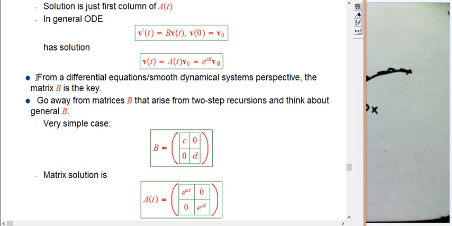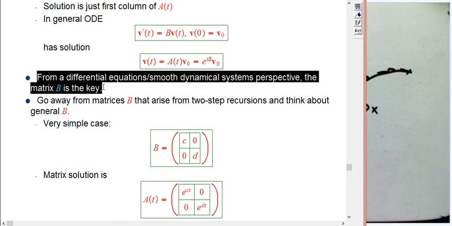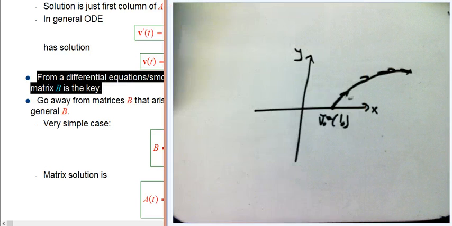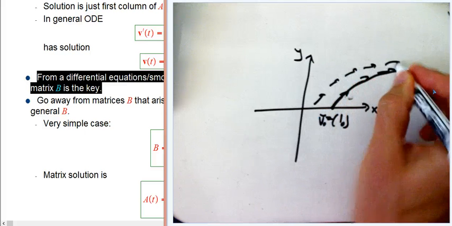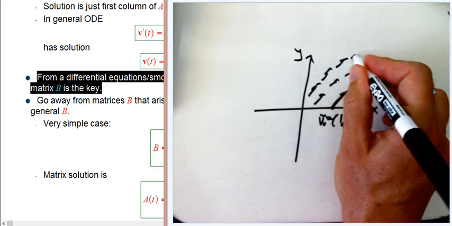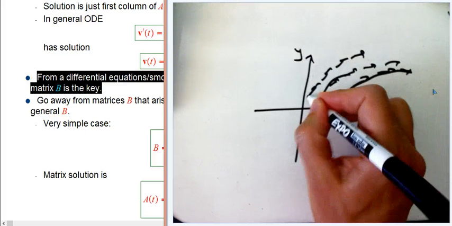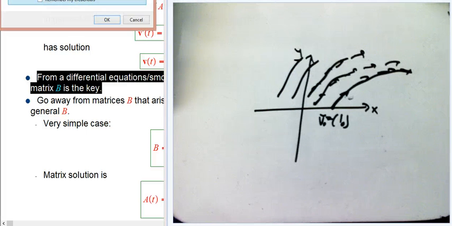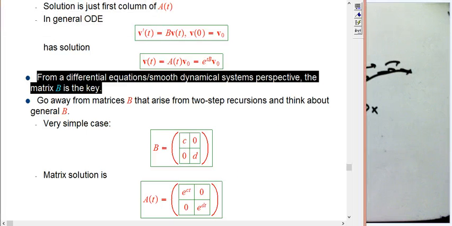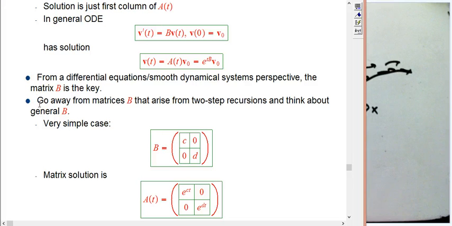So the point is that if you're thinking of everything in terms of differential equations, smooth dynamical systems, flows, you have a field, you can think of it as like a velocity field of a fluid, and you're looking at all these different initial conditions and where they are going to go, how they are going to flow, then the key is the matrix B. So I want to analogize this to some much more familiar and better behaved matrices B.